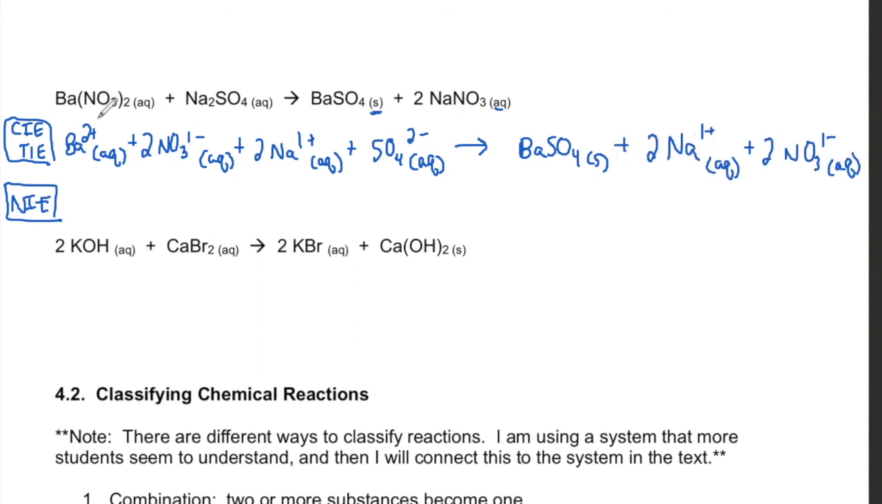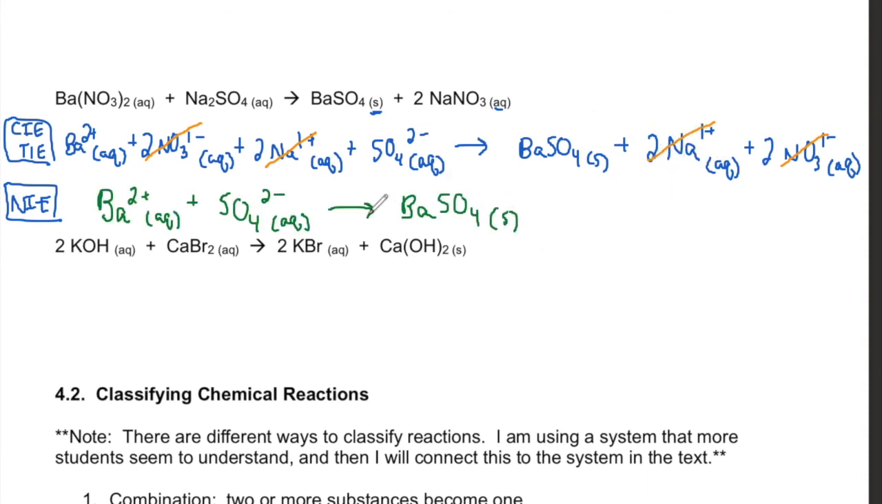So here we have the total ionic equation. Let's figure out which ones are the spectator ions. Looks like nitrate is not doing too much, and sodium is not doing too much. And the net ionic equation shows us what's really happening in this equation. Barium ion and sulfate ion are coming together to form solid barium sulfate precipitate.